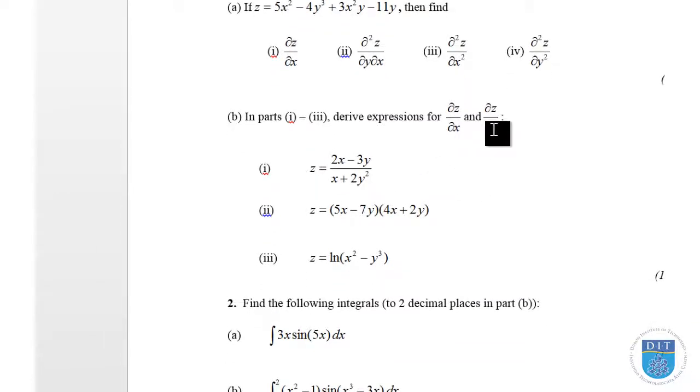Right, for part B then, it's slightly different. I want the x and the y derivative of these expressions here each time. So what you're being tested on here is, do you know the product, quotient, and chain rule? So they could come up in any order.